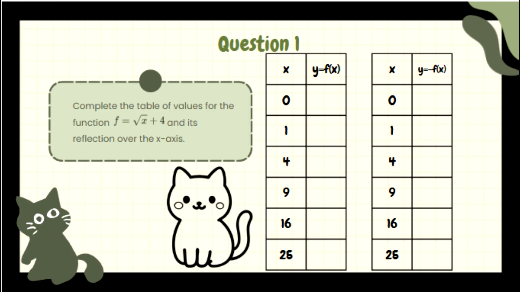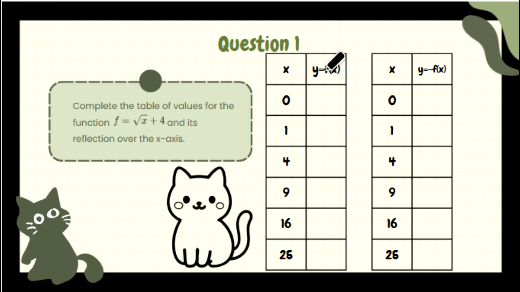Here's question number 1. And here's our little kitty to remind you that this is your turn. You're going to do this without me and then come back. Complete the table of values for the function f equals the square root of x plus 4 and its reflection over the x-axis. So here's your two tables. We have x with the same values on both tables. We have y equals f of x, which is going to be this first formula, and then y equals negative f of x, which will be negative here. Okay? So go ahead and pause the video, figure it out, come back, we'll do it together.